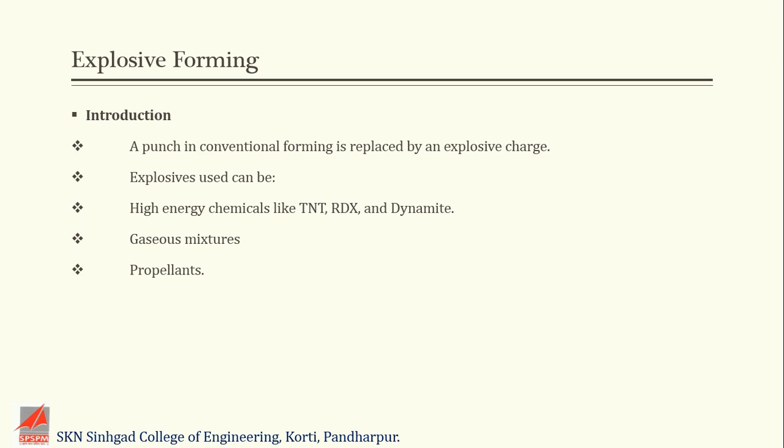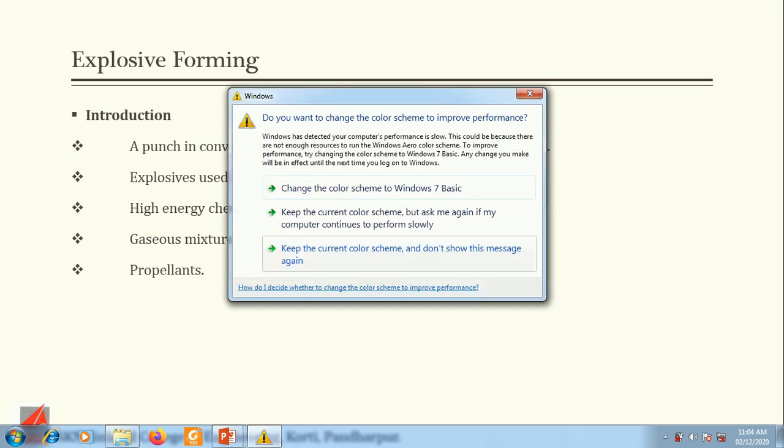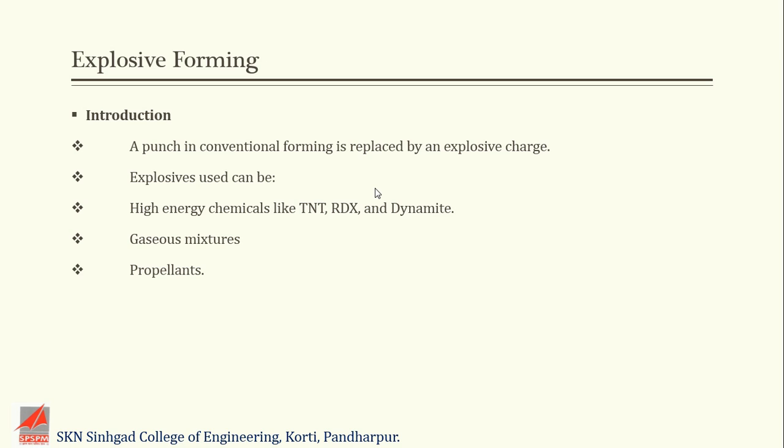Whatever explosive used in this process, they are the high energy chemicals like TNT or RDX or dynamite we can use as an explosive charge. Again we can use also gaseous mixture, various gases, that is acetylene gas, butane, methane, all these gases we can mix in a proper proportion, and that mixture of the gas also we can use as explosive. Again various types of propellants are available with the petrochemical industries, that petrochemicals also we can use as a explosive charge in case of explosive forming process.